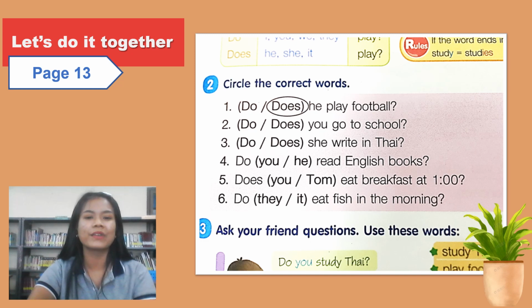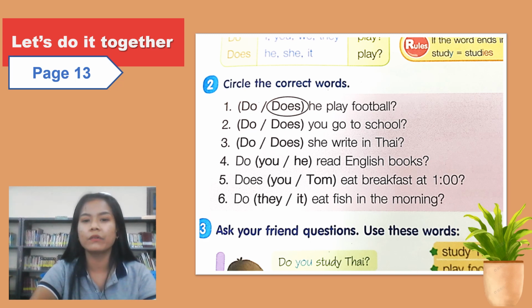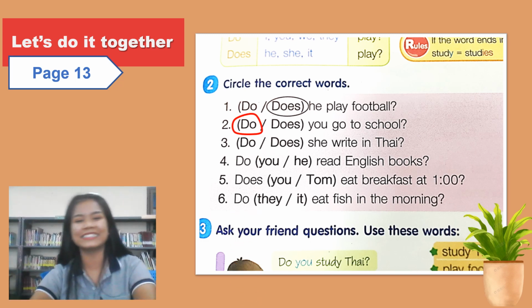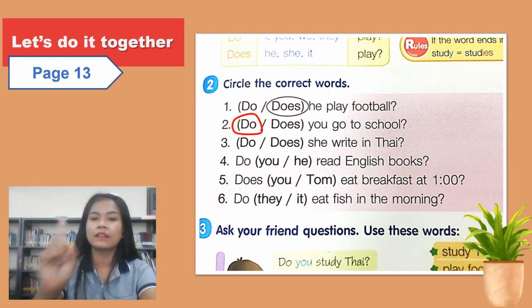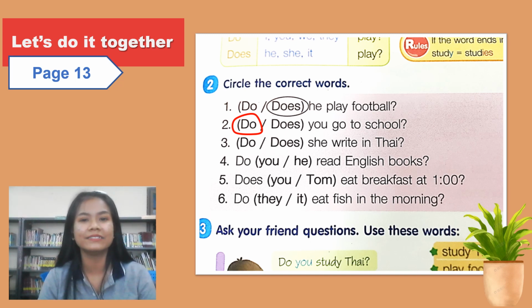Number 2. Do or does you go to school? For you, we will use do. Excellent. Correct. Next, do or does she write in Thai? What do you think? Excellent. We will use does.